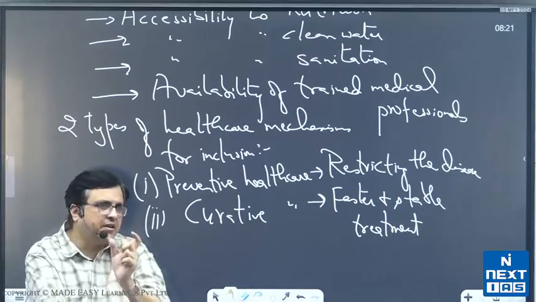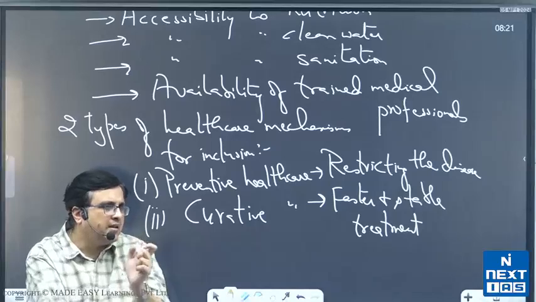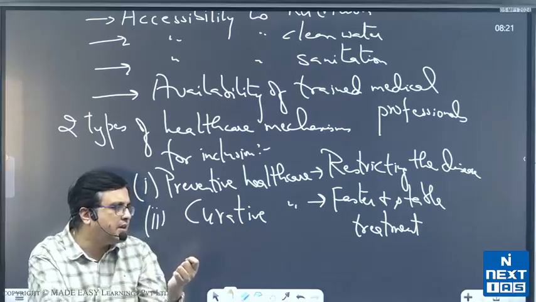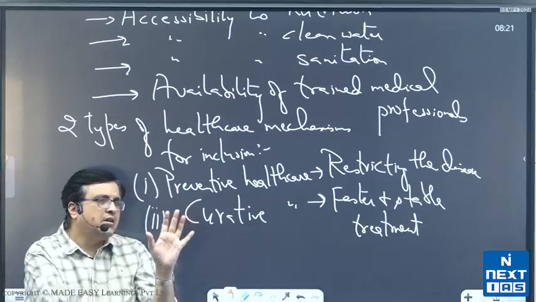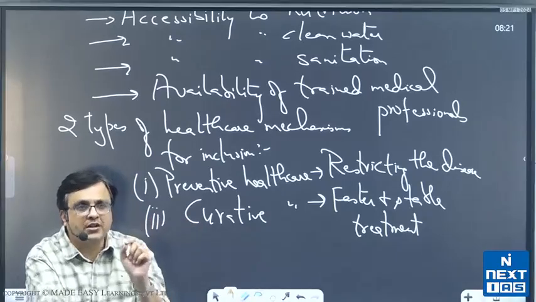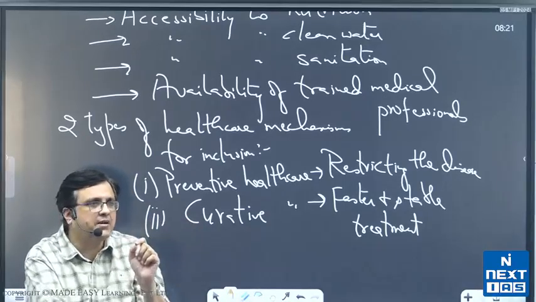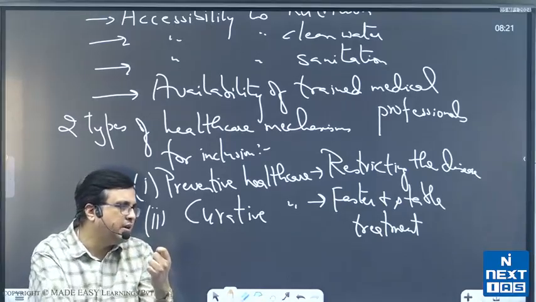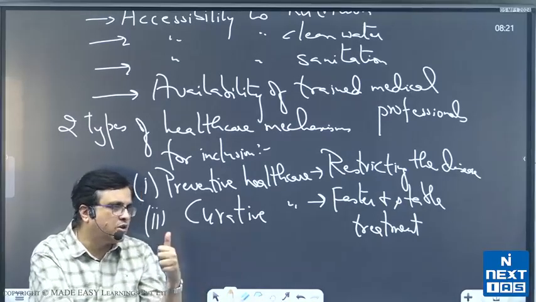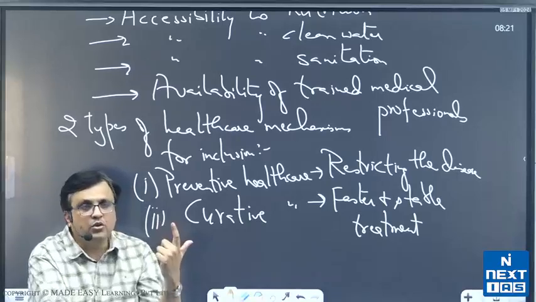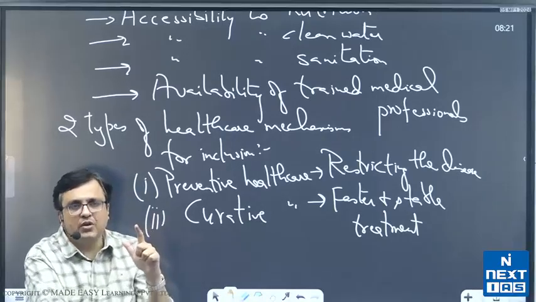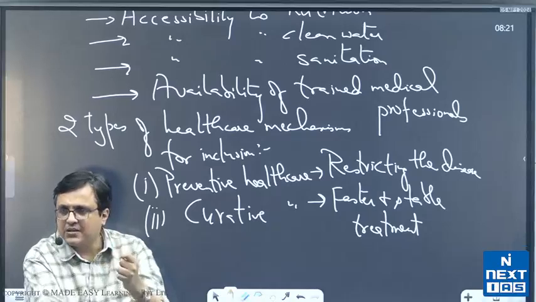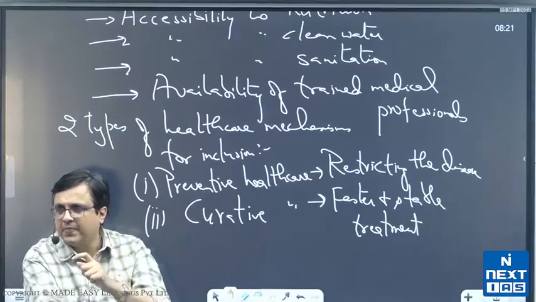All right, there is preventive healthcare, and then there is curative healthcare. So curative healthcare has again 2-3 facets to it. Number one, have good diagnostic tools so that the disease can be diagnosed faster. All right, if you can diagnose it quickly, you can treat it quickly. So good diagnostic tools. Number two, make sure that you have enough number of doctors and nurses, the medical staff, to take care of people.